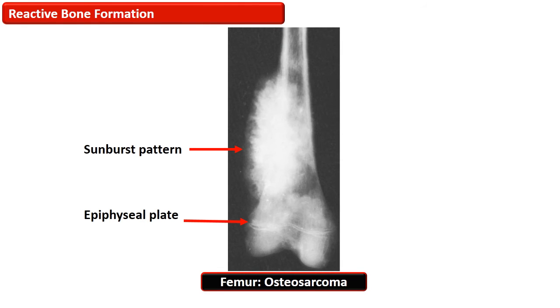This is the lower end of the femur, which is showing the reactive bone formation, showing sunburst pattern, and the growth is involving the soft tissue also, so the bony architecture is also obscured. The epiphyseal plate is delineated by radiolucent transverse area.